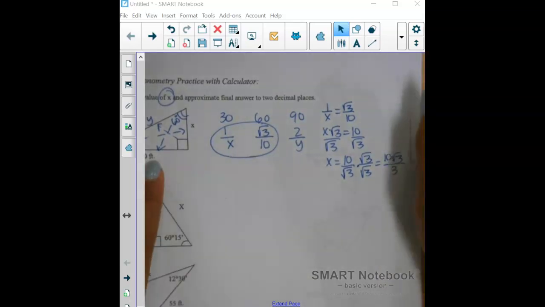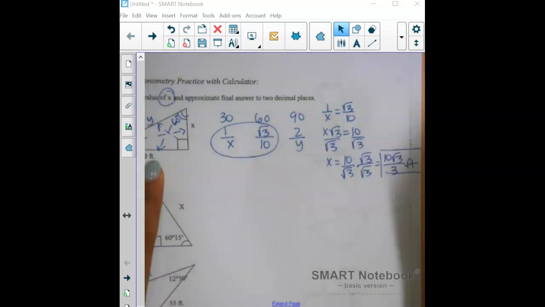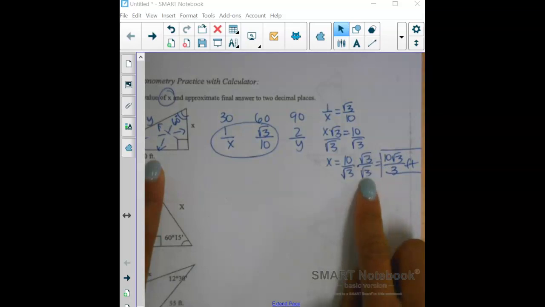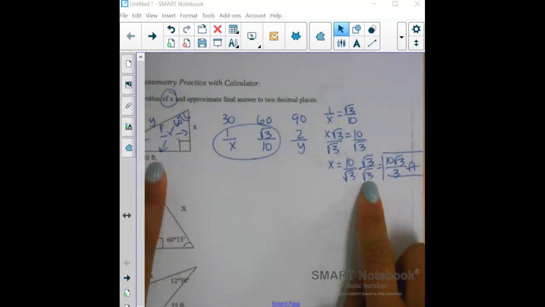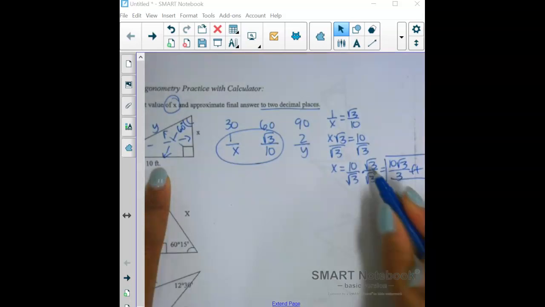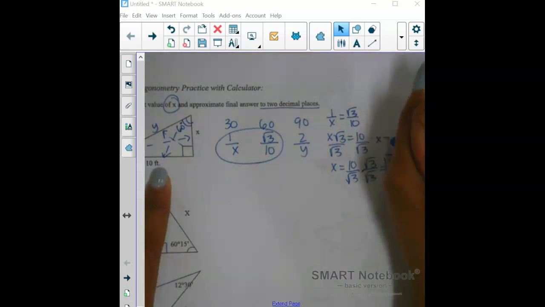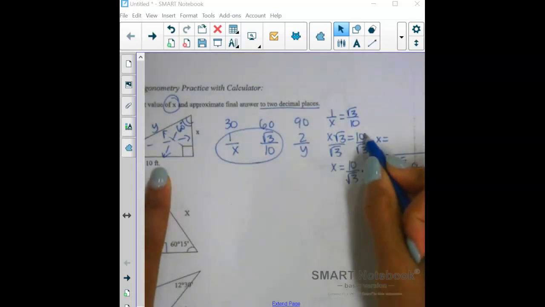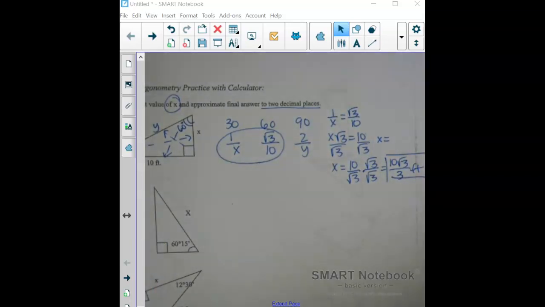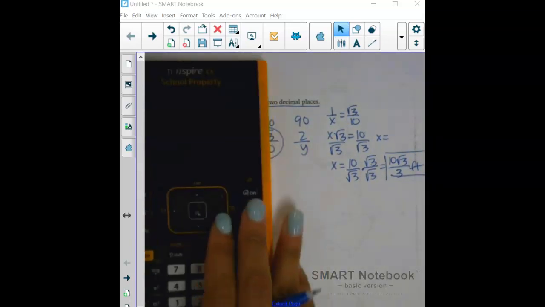So I would write that in feet, and that would be your answer. So in case you forgot how to rationalize, this is it. But since it does ask me to round it to 2 decimal places, I'll just do that as well. So up right above it, I'm going to put x equals. Let me actually divide 10 by the square root of 3. So get your calculator out, please.